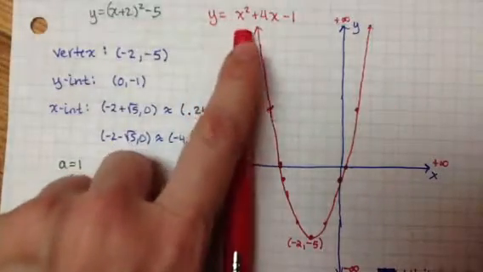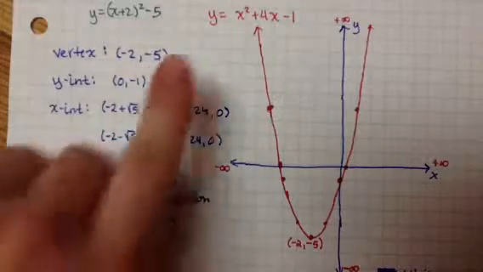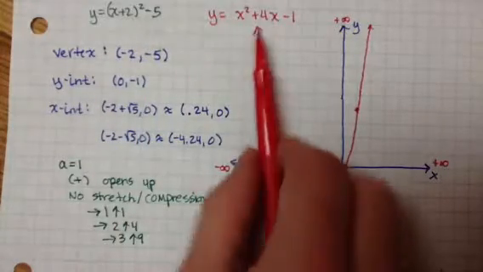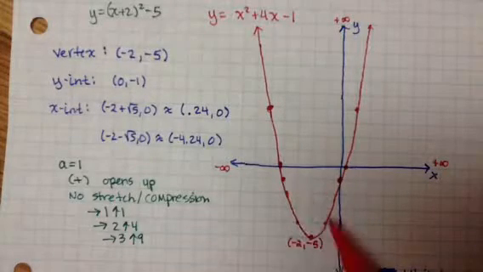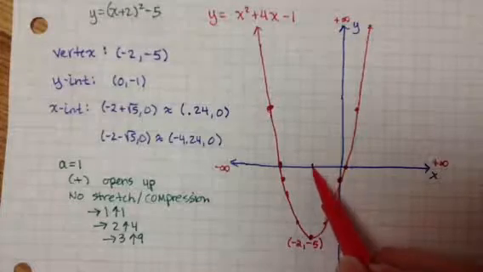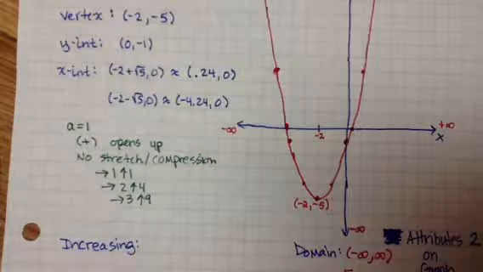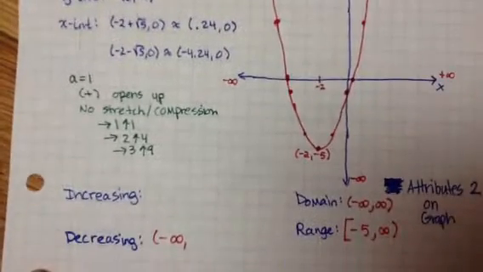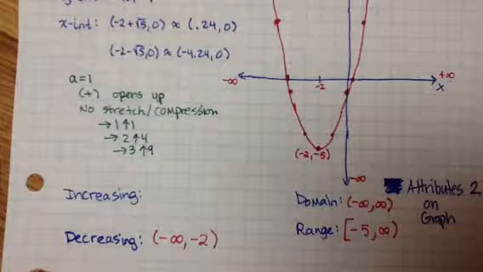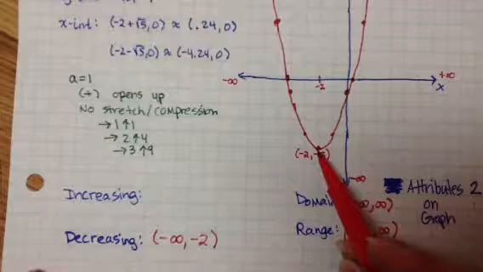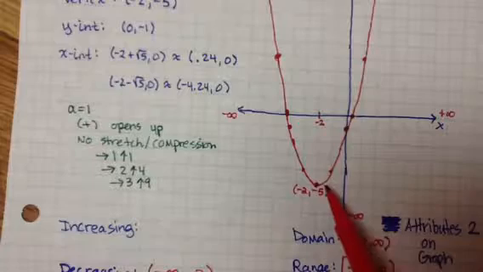As I go left to right, this graph is going downhill, so it will be decreasing from negative infinity up until it quits decreasing and turns around right here. So from negative infinity to this point right here, which is at negative 2, it's decreasing. And we're going to use an open parenthesis for the x value on decreasing because it's not still decreasing here, it's turning around.